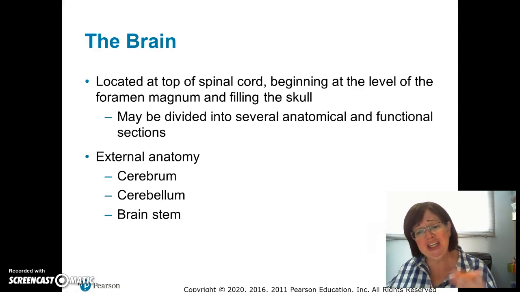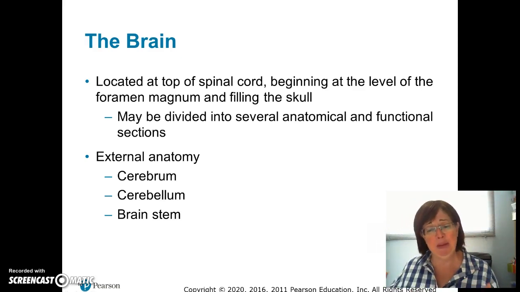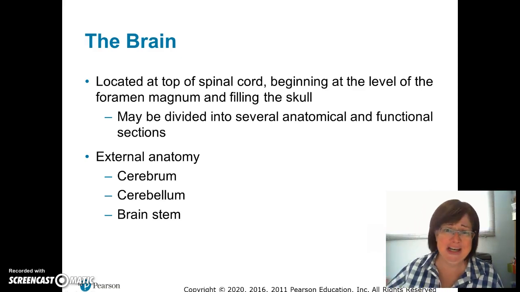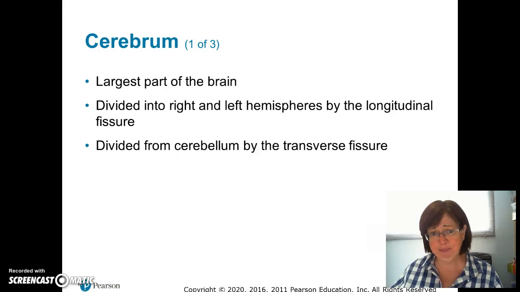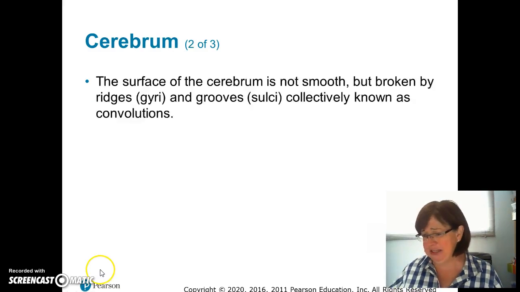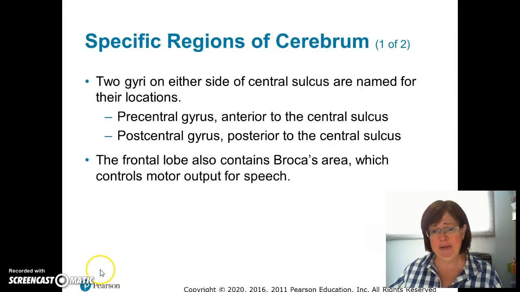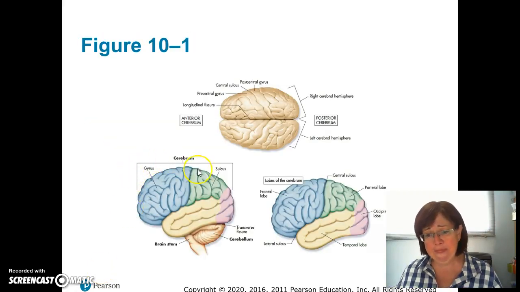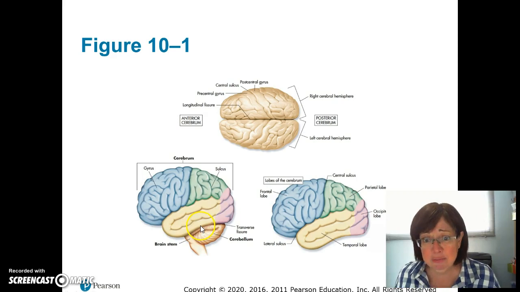Okay, so when you look at the external anatomy, you see the cerebrum, which is the big part, the cerebellum, which is the cauliflower part at the bottom, and the brainstem that leads into it. Let's look at the diagram here. So here's the cerebrum. Cerebellum is down here. The ellum means little, so the cerebellum is the little brain. This is the big brain.